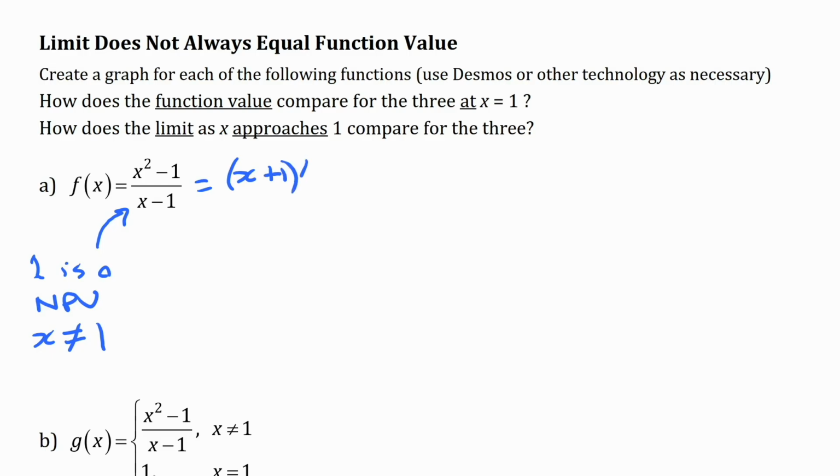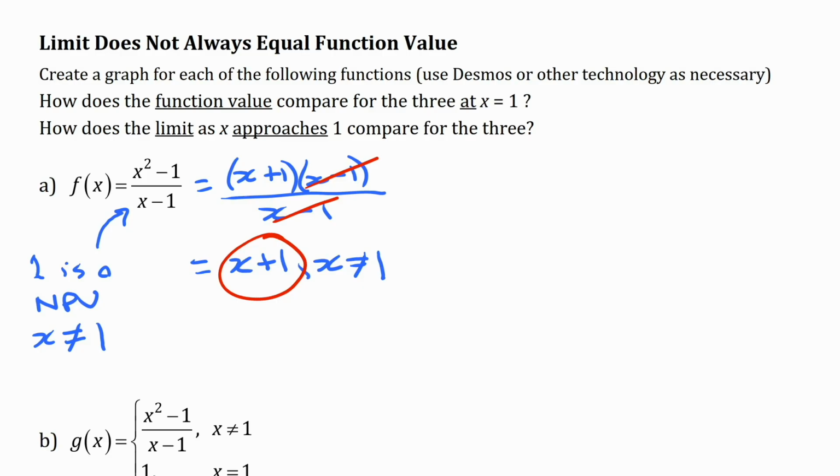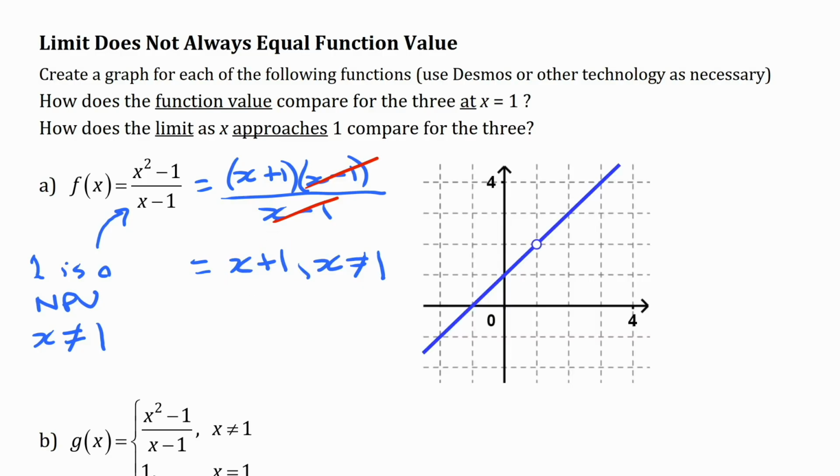If you factor the top, you can write it as x plus 1 times x minus 1 over x minus 1. And then you can actually cancel those common factors, and it simplifies to just x plus 1, except we have to include this restriction of x cannot be 1 here. And so what the graph is going to look like is that straight line, y equals x plus 1, except there's going to be a missing value, an undefined point, that hole in the graph at 1.